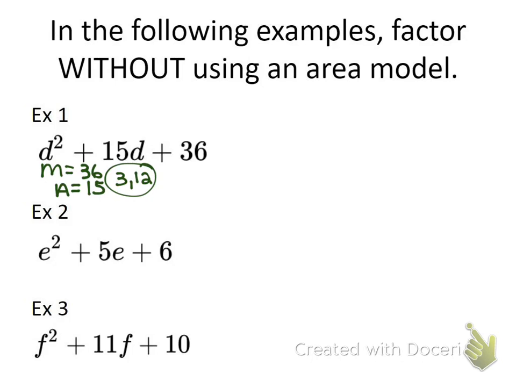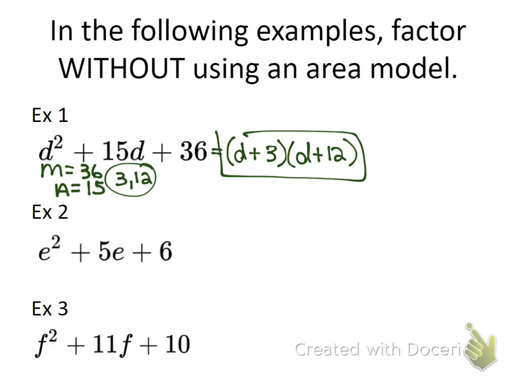Riley, what can I multiply together to get 36 and add together to get 15? 3 and 12. So if I take 3 times 12, they will multiply together to get 36. And if I take 3 plus 12, they'll add together to get 15. Okay, Riley, tell me my final answer then. If I tell you to factor this quadratic, what are you going to end up getting? What variable are you working with? D. Okay, so D plus 3, parentheses, parentheses, D plus 12. That's it. Bam. Now, could I write my answer as D plus 12 times D plus 3? Yeah. I could reverse these. I could switch them, and your answer would still be correct. So you don't have to have them in the order that I have up on the board.